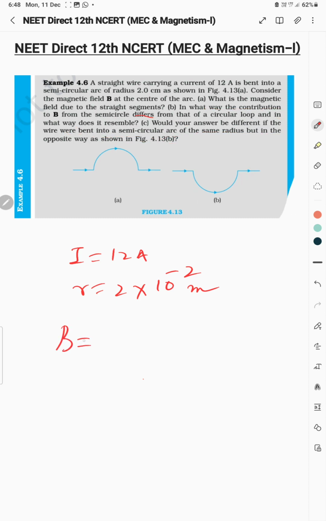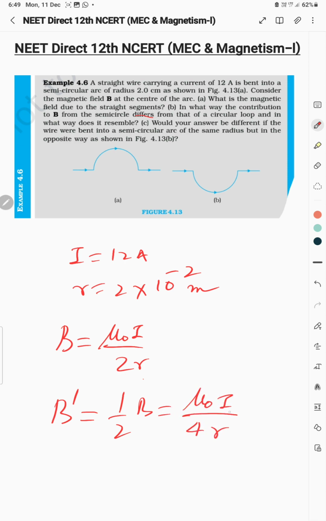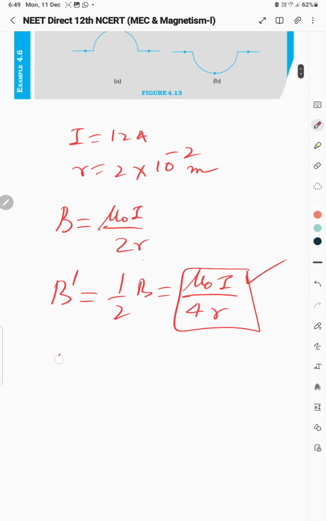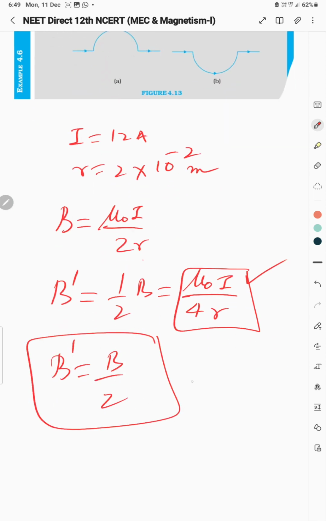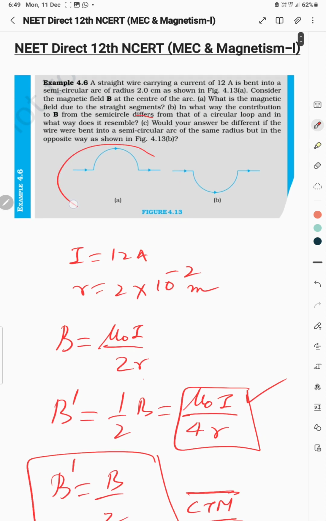The magnetic field due to the entire loop, the full loop, is mu naught I by 2r, right? And here B prime is half of B, that is mu naught I by, half means, 4r. So that should be there. So we can say that what we have is half of the semicircular loop. That is, this semicircle loop has half the value that a full loop would have. In what way does the contribution of B from this semicircle differ from that of the circular loop? That much is clear. The value or strength is simply half that of the full circle.